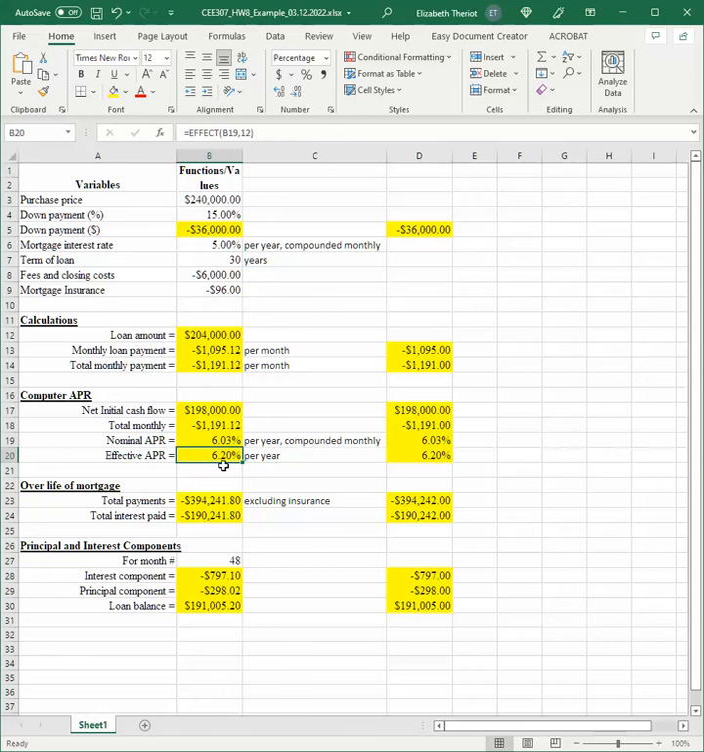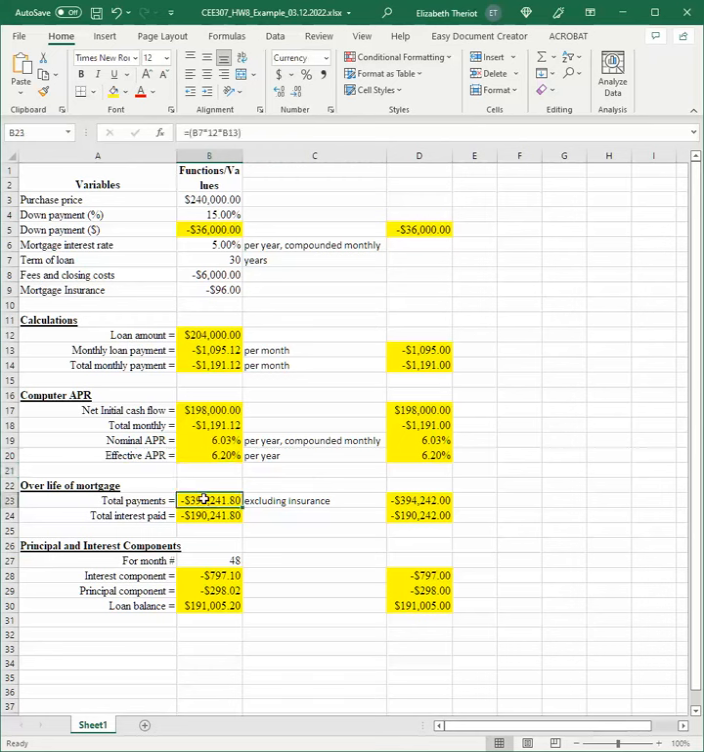And then your effective APR is just the formula EFFECT on your nominal rate, which is right here in blue, and then per year, so that would be 12, because that's per year compounded monthly. I think you wanted it per year overall. So your mortgage interest rate was 5%. The nominal APR is 6.3, about 6%. And then the effective APR is 6.2%.